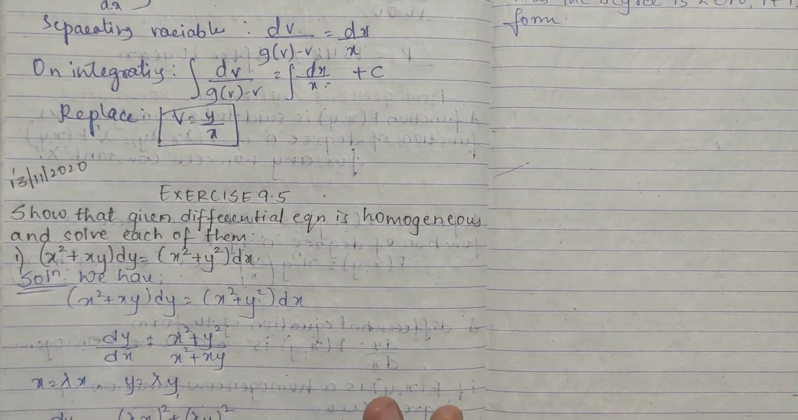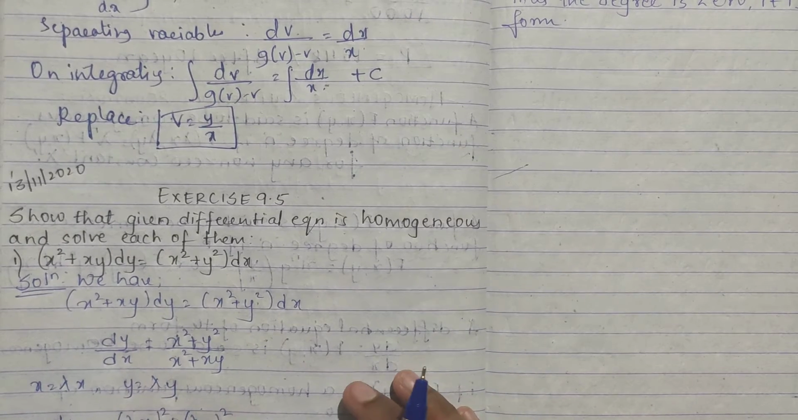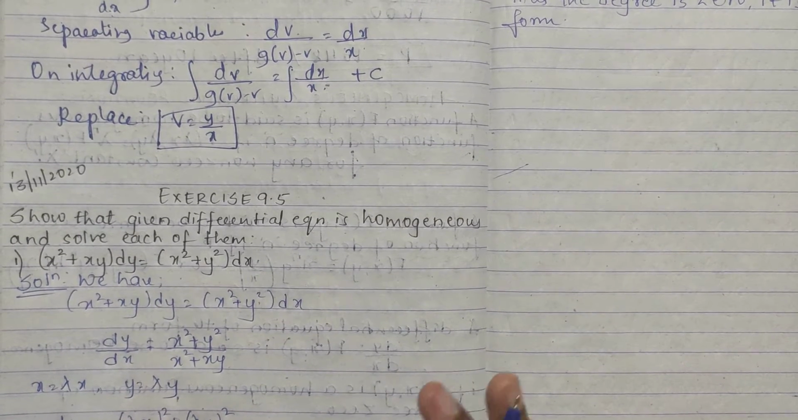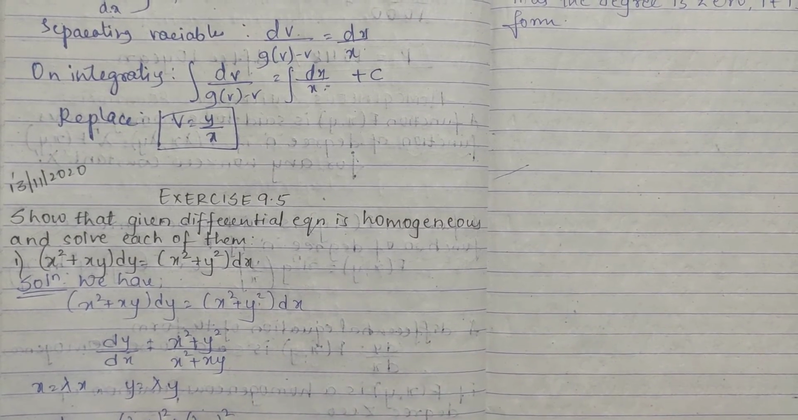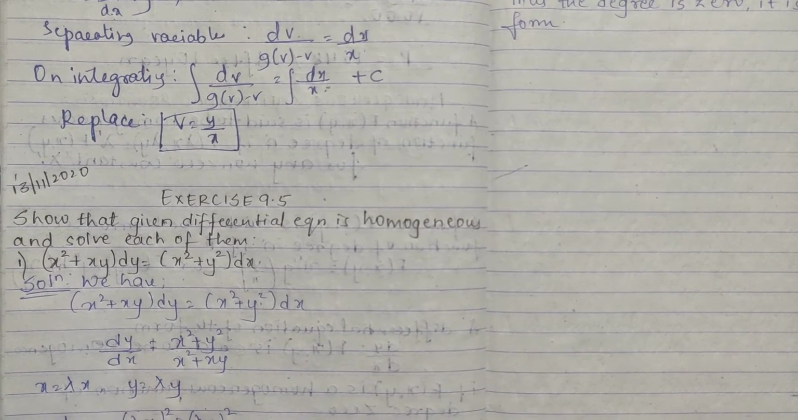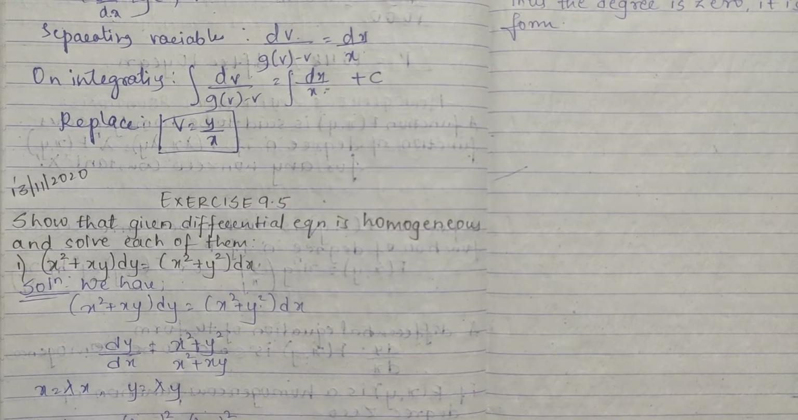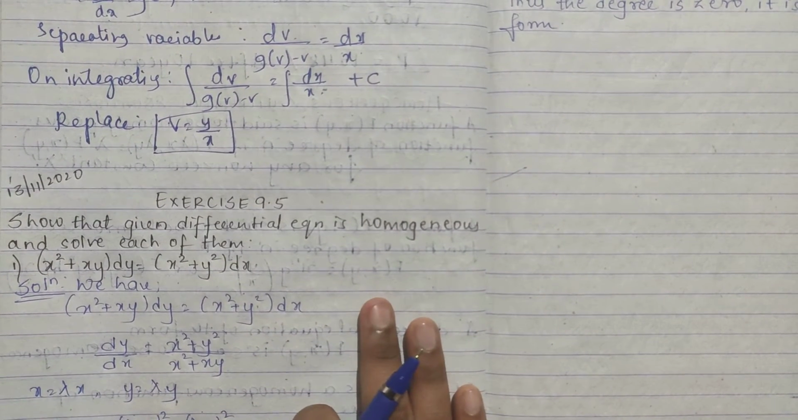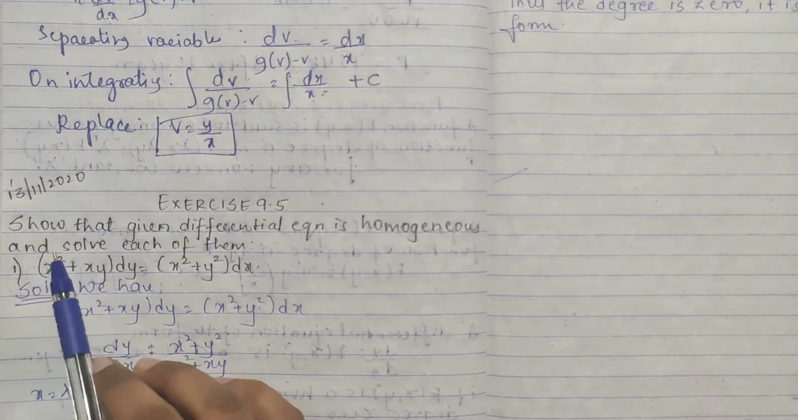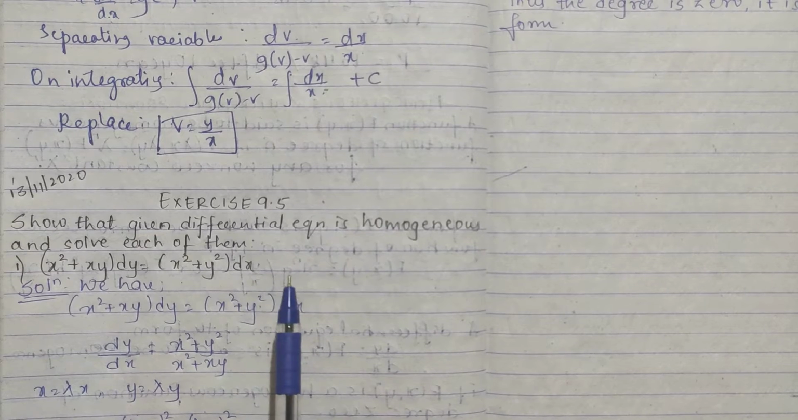Now the last part is to check whether it is homogeneous. If it is homogeneous, then you have to solve it. So first you try for separating variables. If separating variables you can't, then you should go for homogeneous or linear. But for the time being, the linear they have removed from the syllabus, which they have reduced, so we will only go with the homogeneous part. So show that the given differential equation is homogeneous and solve each of them that way.